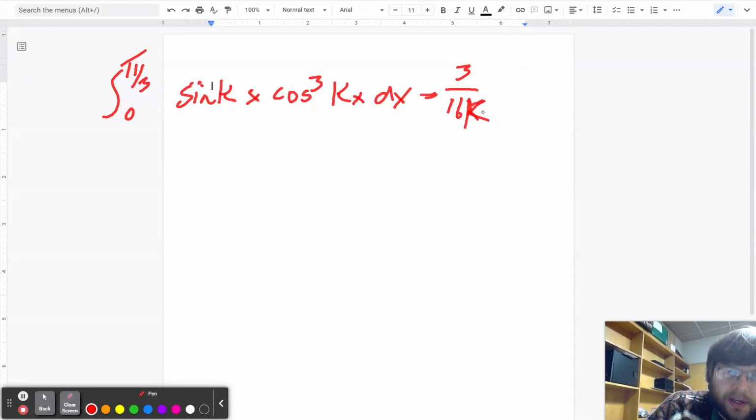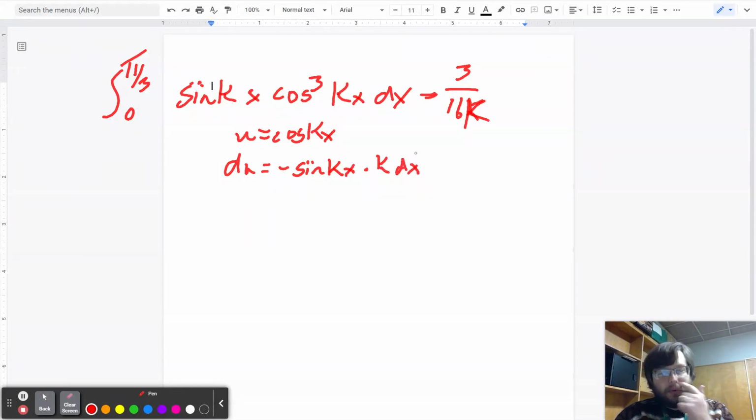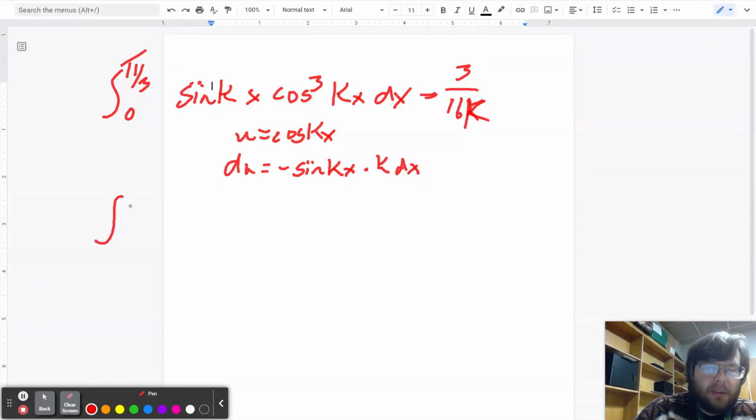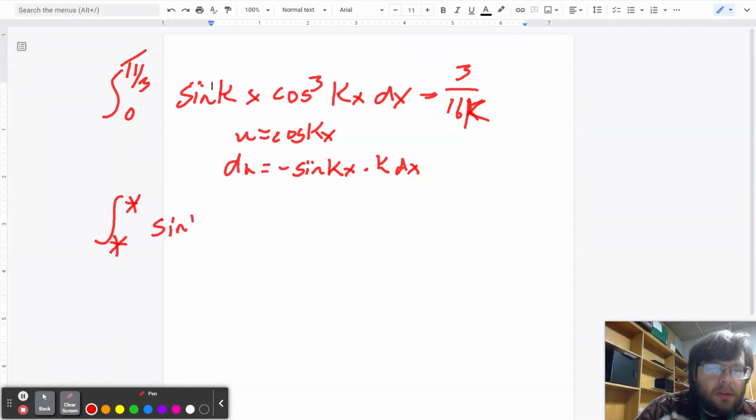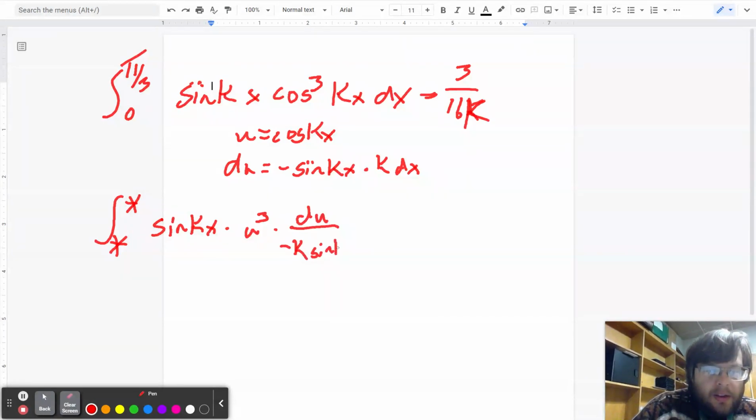So I'm going to integrate this. I'm going to set u equal to cosine of kx. So du is negative sine of kx times k because of the chain rule. And so what we're going to end up with when we substitute is the integral from, I don't want to do the bounds in terms of u, I'm just going to write stars for now. So we have sine of kx times u to the third times du over negative k sine of kx. And it's really nice that those cancel out like that.